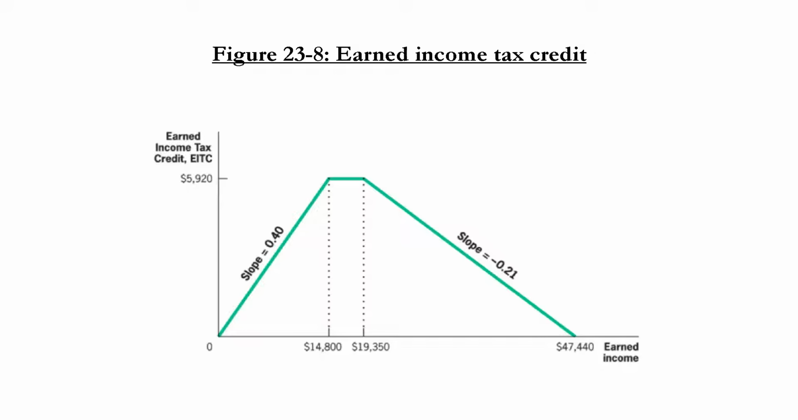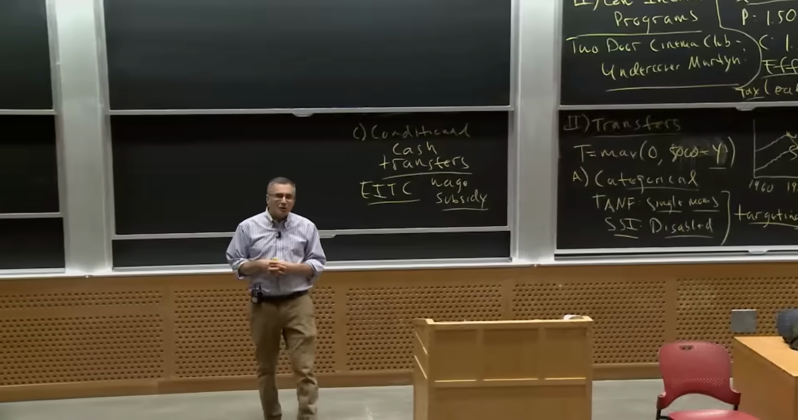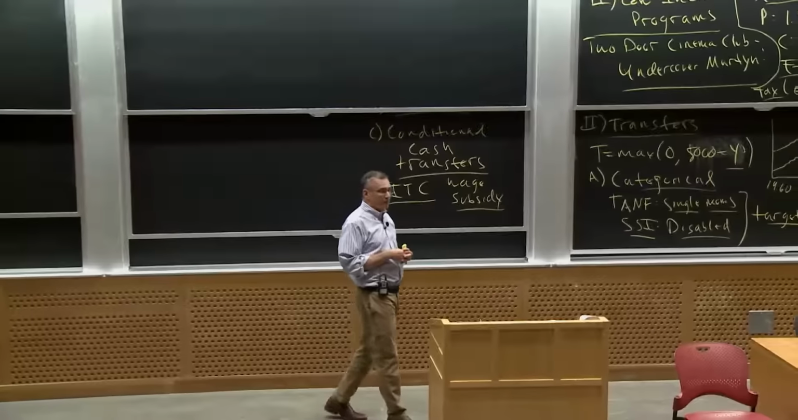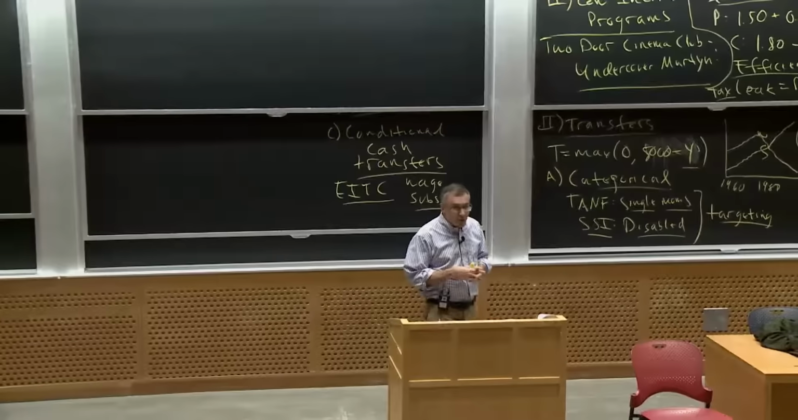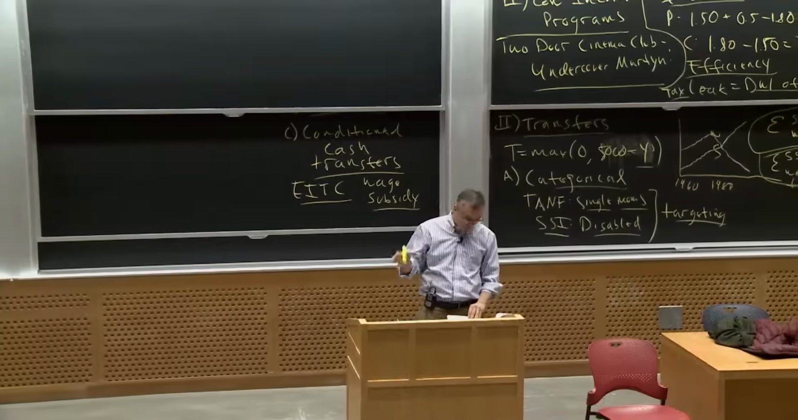Why? Because they don't want this money to go to everyone. They don't want it to go to high income. So by the time your income's $47,000, you're done. So the idea is targeted to low-income groups. So you give these low-income people money, but then as their income goes up, you take it back away.